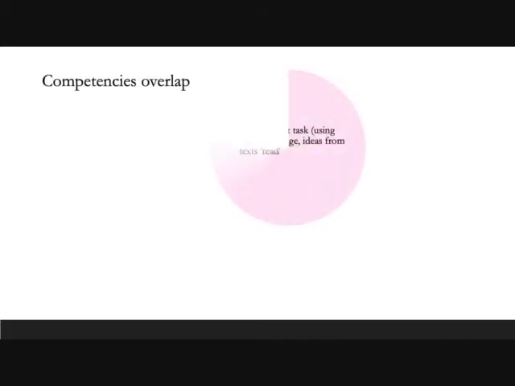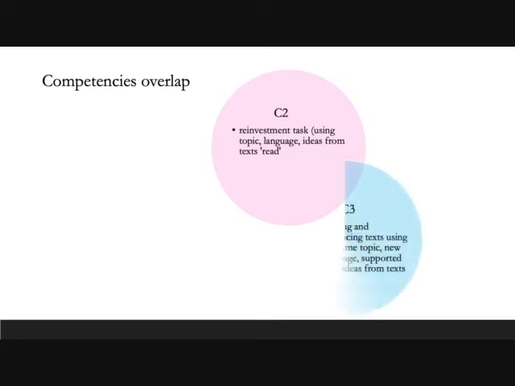Finally, keep in mind that the competencies will overlap. So while a reinvestment task using topic, language, and ideas from the text we've read is really competency 2, the students will probably need to use competency 3 to reinvest. So they'll need to write or produce a text, right? Using the same topic, new language, and supported with ideas from whatever they've read.